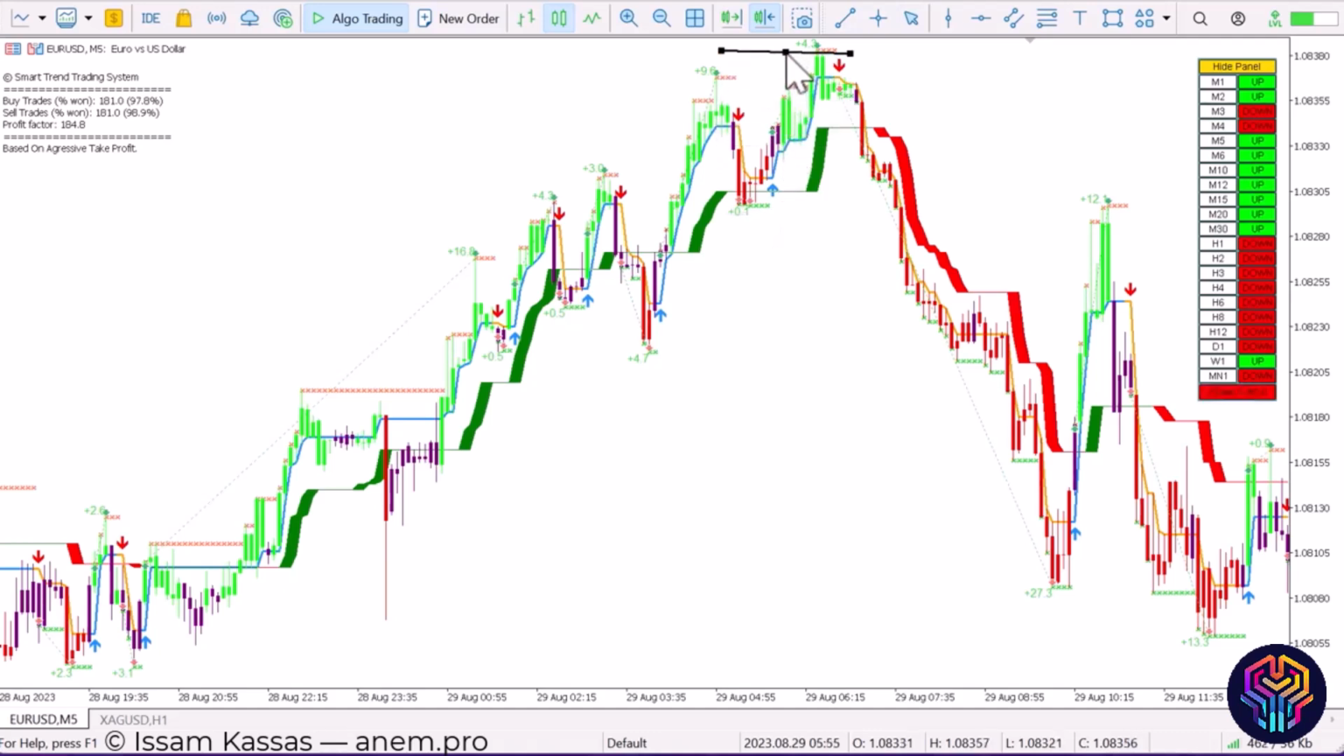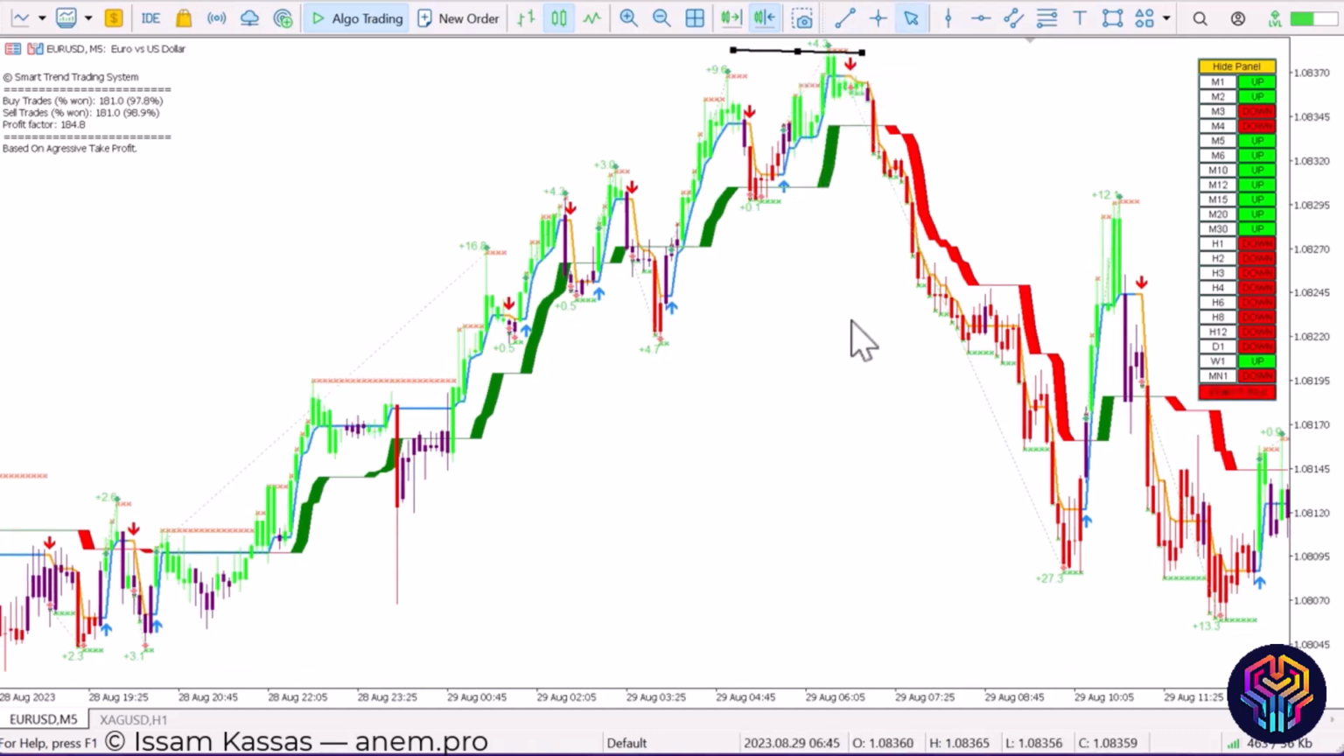This one here, I'm entering right there, putting my stop loss right there. By the time the price reaches this level, I am already in break even, and that's something you have to get used to. You put your stop loss at break even, the price comes back and takes you out.